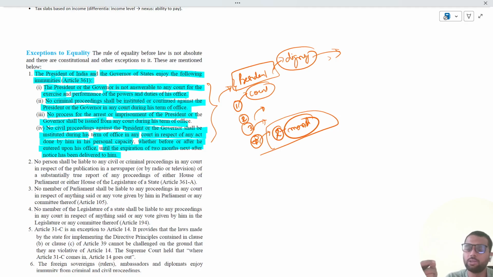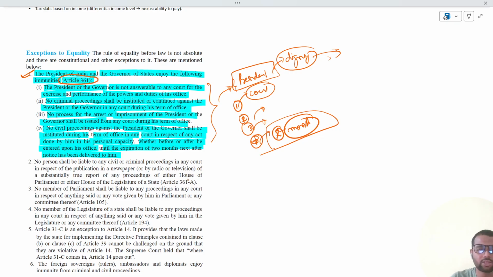We'll try to settle the dispute before the court only. So that is why a 2 month notice shall be given before you initiate a civil proceeding. Criminal proceeding, no, not at all. Civil, yes, but for that you have to wait for 2 months after giving a notice to the governor or the president. That is what the immunity is being provided under Article 361.